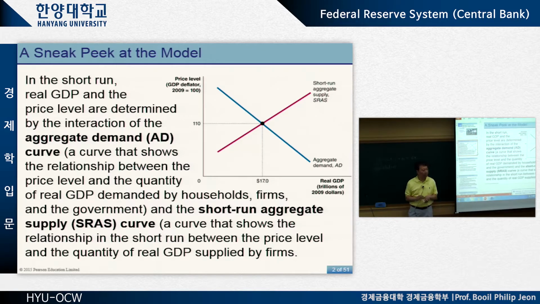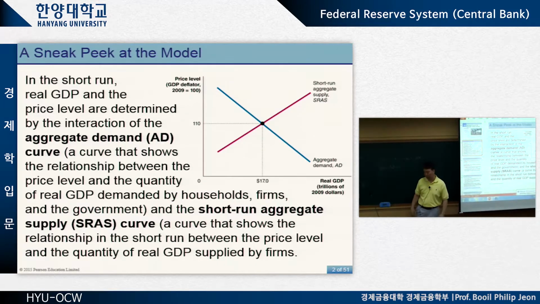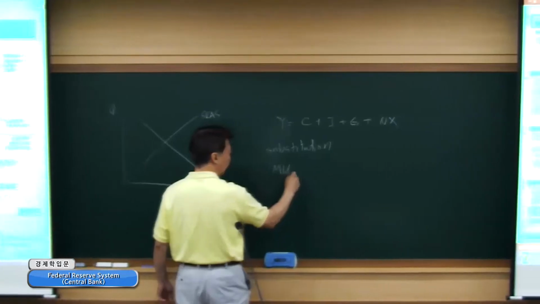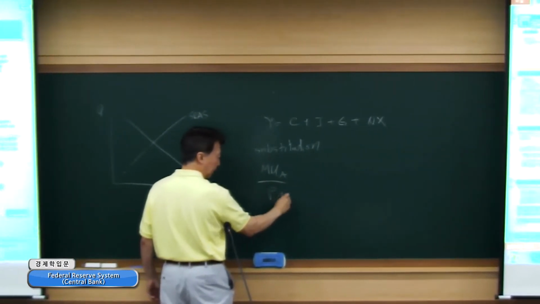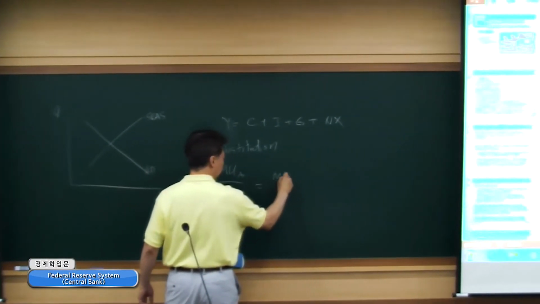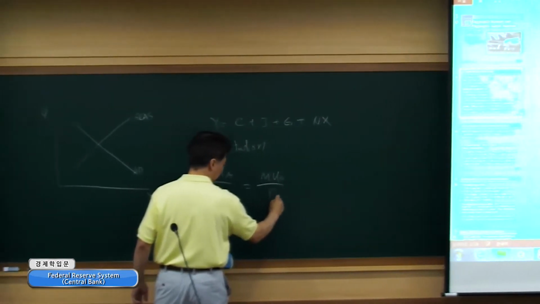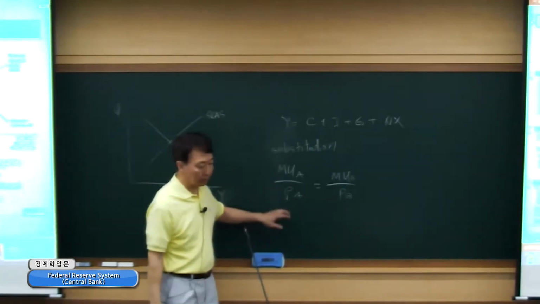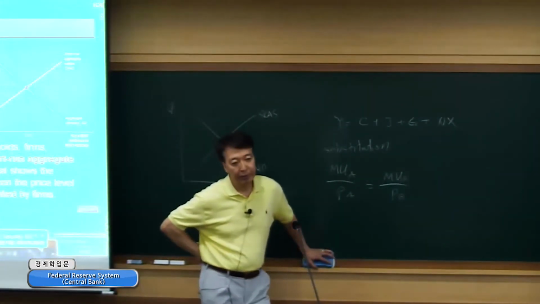Right? Well, that was the initial explanation. And then a little bit later, I gave you a more detailed and more accurate explanation for the slope of the demand curve. That was marginal utility of A divided by price of A equals marginal utility of B divided by price of B. If you remember, this is the utility maximizing condition for any consumer, right?